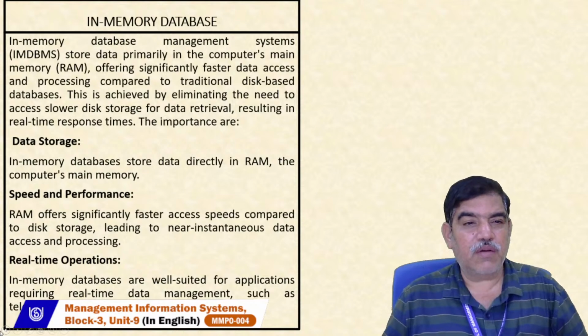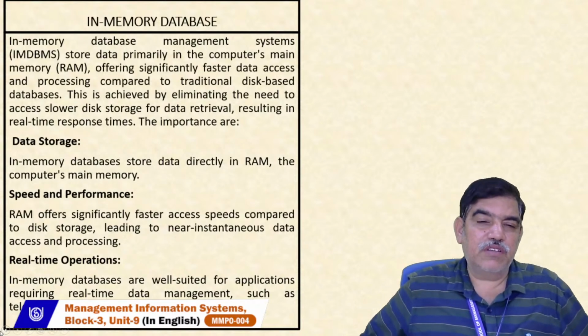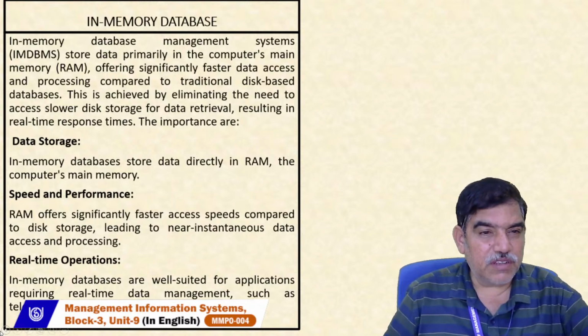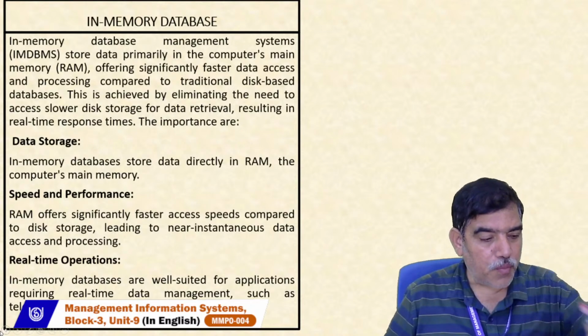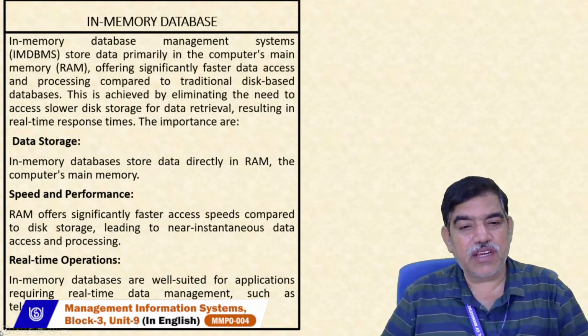We store our data in the computer's main memory, that is known as the RAM, which is faster for the computer system to access to process the data, and this is achieved by eliminating the need to access slow disk storage for data retrieval. Data storage. In-memory databases, data are stored directly in RAM, the computer's main memory.